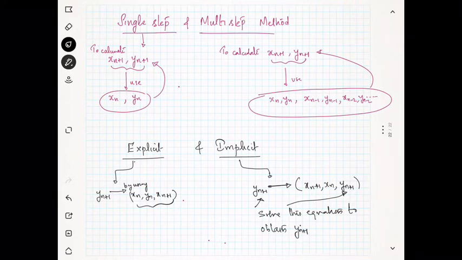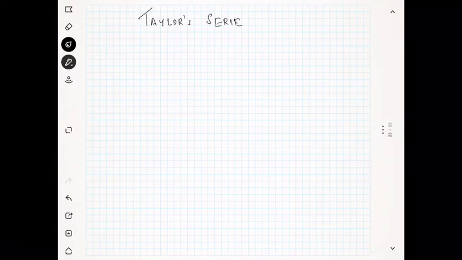So these are all the different types of methods. Now we will see a technique or a particular method to solve the differential equation. The first method that we are going to discuss is the Taylor series. All of you might have heard about Taylor series. So the first method that we are going to discuss is the Taylor's series method.